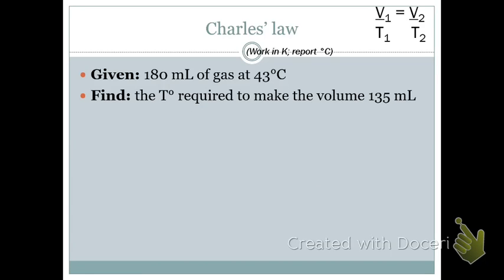180 milliliters of gas at 43 degrees Celsius. Find the temperature required to make the volume 135 milliliters. Pause the video. See if you can answer that question, and then press play and check your answer. So let's see. My V1 is 180. My T1 is 43 degrees Celsius. T2 this time is what I'm looking for. My V2 is 135 milliliters.